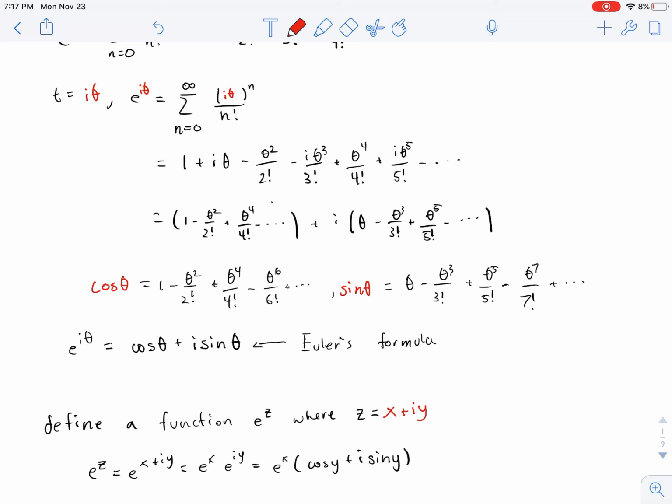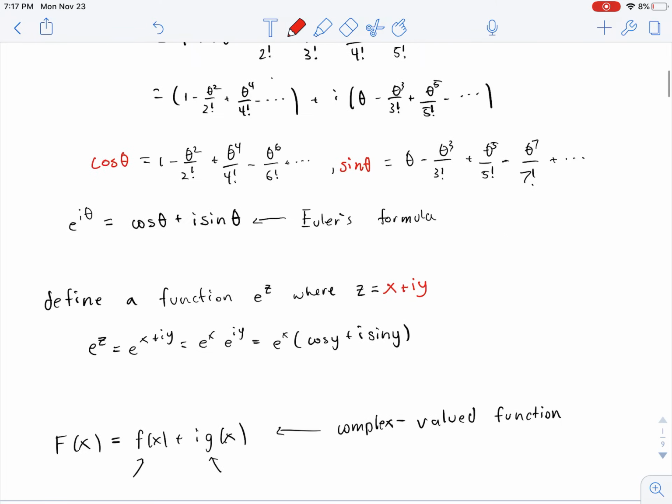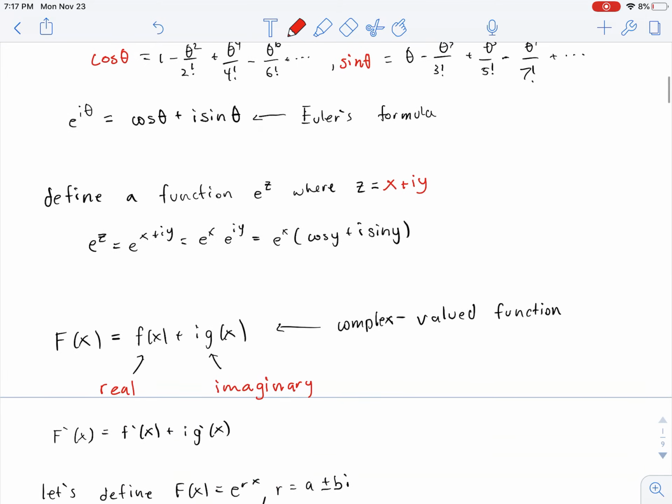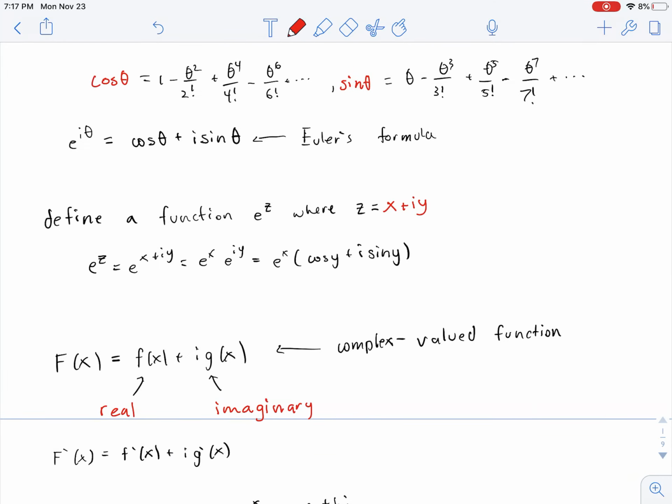From this, we are going to define the complex valued function big F of x, and that is going to be equal to small f of x plus i times g of x. And so the small f of x in this case is going to be known as the real component, and the g of x is going to be known as the imaginary component. Both of these are still differentiable with respect to x, and so is the whole complex valued function. So big F prime of x is equal to f prime of x plus i times g prime of x.